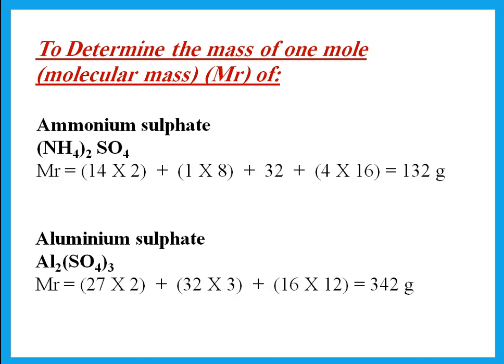The mass of aluminium is 27. How many aluminiums do I have? You multiply by 2. Plus, sulfur has a mass of 32. Now, how many sulfurs do I have? We said anything outside the bracket applies to everything inside the bracket. So I have 3 sulfurs, and oxygen is 16, and I have 3 times 4, which is 12.